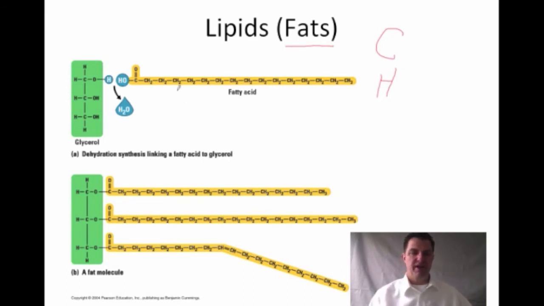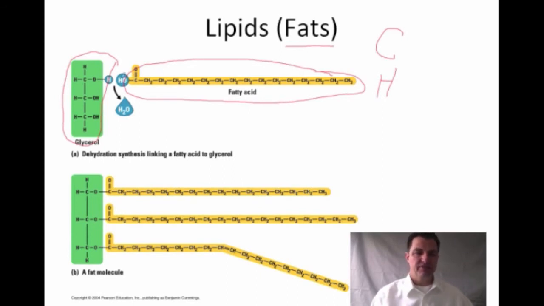And a fat is really made out of two different parts. It's made out of a glycerol that you see here, which is this 3-carbon molecule, and then these long chains that are called fatty acids that you see there. So what happens is typically you'll hook 3 fatty acids to this glycerol, once again using that same kind of reaction, dehydration synthesis, and you'll get a molecule that looks like that. So that's our fat molecule there.